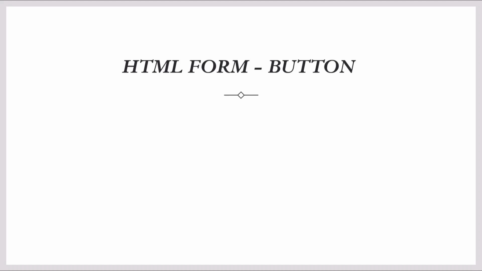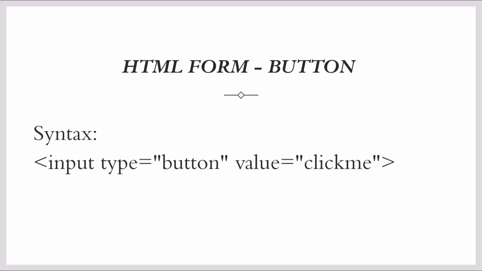The input tag with type equal to button attribute is used to create clickable buttons on web pages. Let's see how it works. The syntax is input type equal to button, value equal to click me. Here, the type equal to button specifies that this input element should work as a clickable button. The value attribute determines the text displayed on the button, which in this case is click me.